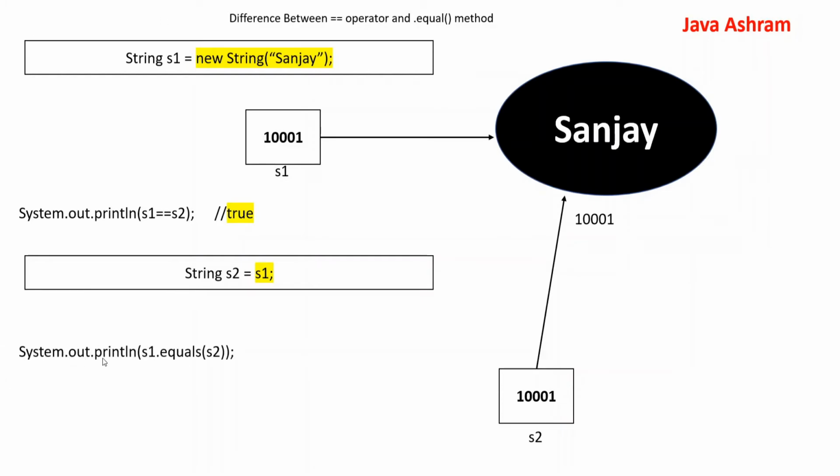If you are writing System.out.println(s1.equals(s2)), equals is meant for the content comparison. So s1 contains Sanjay as content, and s2 also contains Sanjay, because both are referring to the same object. So this should also return true. We should always remember one thing: the double equal to operator is meant for address or reference comparison, and the dot equals method is meant for content comparison.